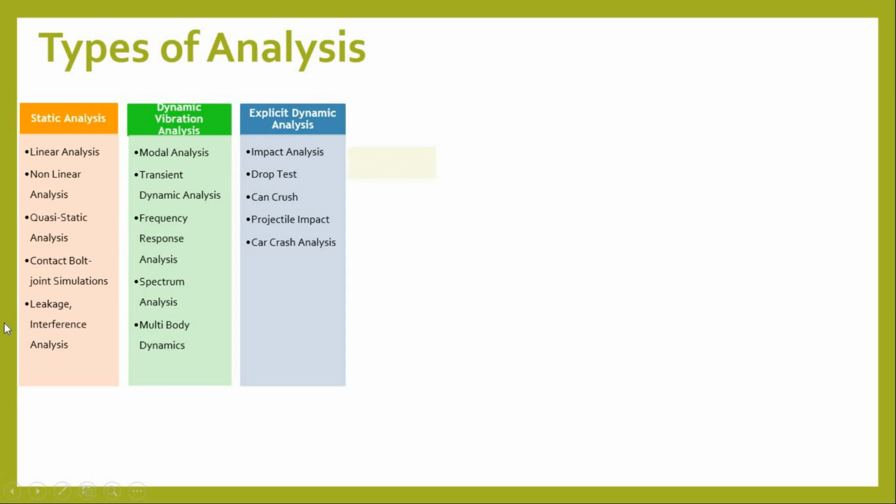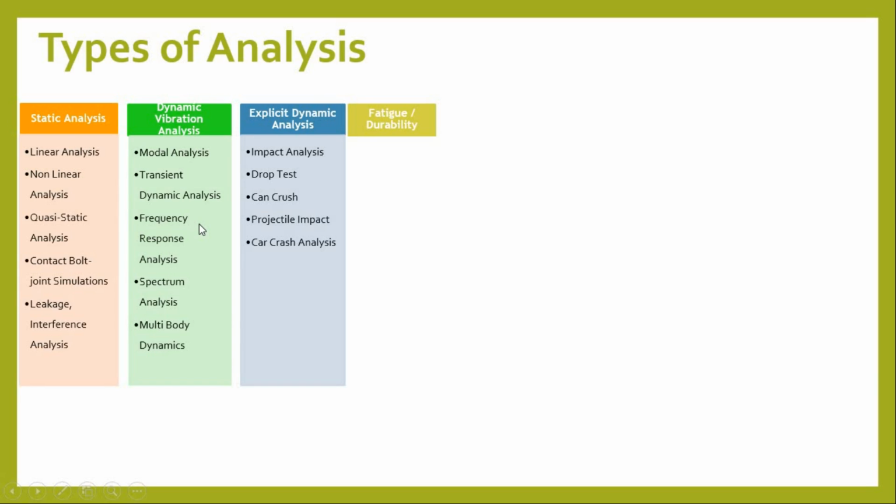Next we have explicit dynamics analysis. Explicit dynamics is for when there is a small impact, like a drop test, can crush, projectile impact, or car crash analysis. All of us know car crash analysis. Impact too, I think most people know, like a mobile dropped from a certain height. These terms come under explicit dynamic analysis. Here basically the force, whatever load is applied, acts at a very short instant of time.